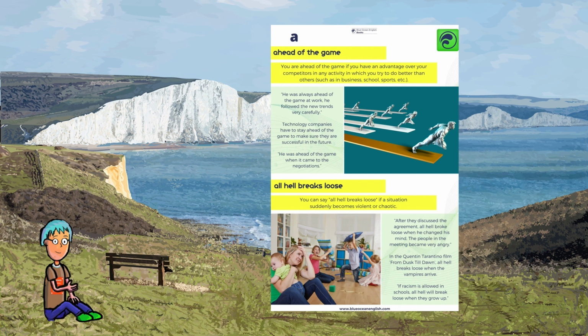And the fourth idiom for today is all hell breaks loose. So you can use this phrase, all hell breaks loose, if a situation suddenly becomes violent or completely crazy, chaotic, something very unexpected happens. And if we look at the examples, after they discussed the agreement, all hell broke loose when he changed his mind.